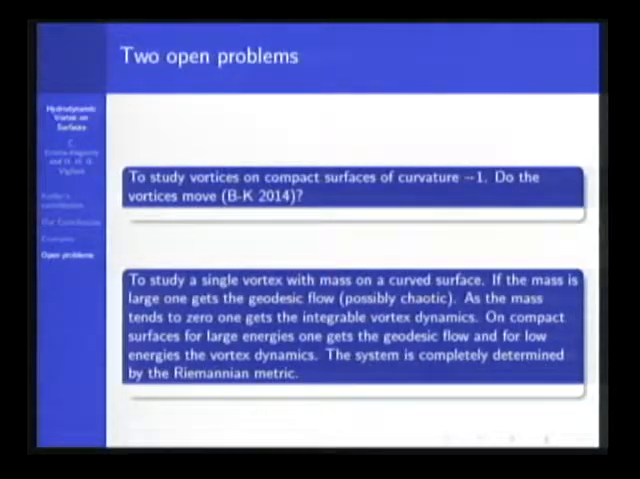To study vortices on a compact surface of curvature -1, like the bitorus, genus 2, 3, 4, but constant curvature. You take the Poincaré disk and take the quotient by isometries, these isometry groups, and I want to know if one vortex, for instance, moves or does not move. This is a question on the paper by Jair. He has an argument to say that it moves because the group of isometries is not commutative, this subgroup of the Möbius group.